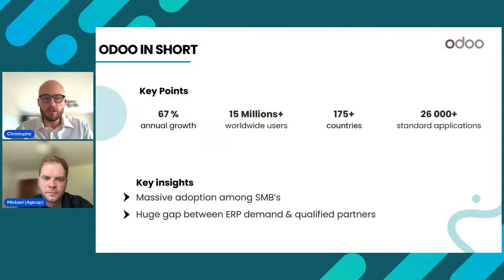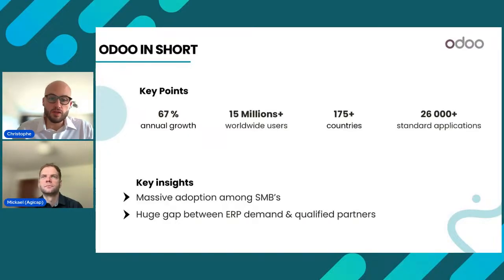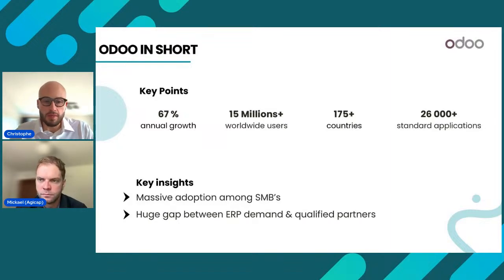Just a few key points. For probably around 15 years straight, they have had around 50% growth annually. And last year it was 67% growth. They have over 15 million users worldwide in 175 countries, and you have a lot of different applications available to you through the Odoo standard app, but also their app platform that allows you to easily integrate another software into Odoo or to do some customizations.